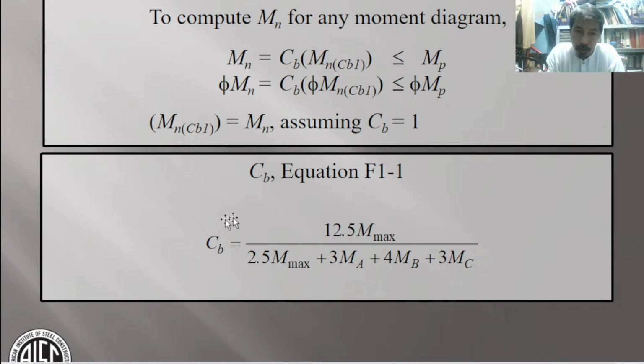So what is CB? You can compute CB with this formula from the code, which is equal to 12.5 Mmax divided by the quantity 2.5 Mmax plus 3 MA plus 4 MB plus 3 MC. So that is how to determine CB. It is a ratio.